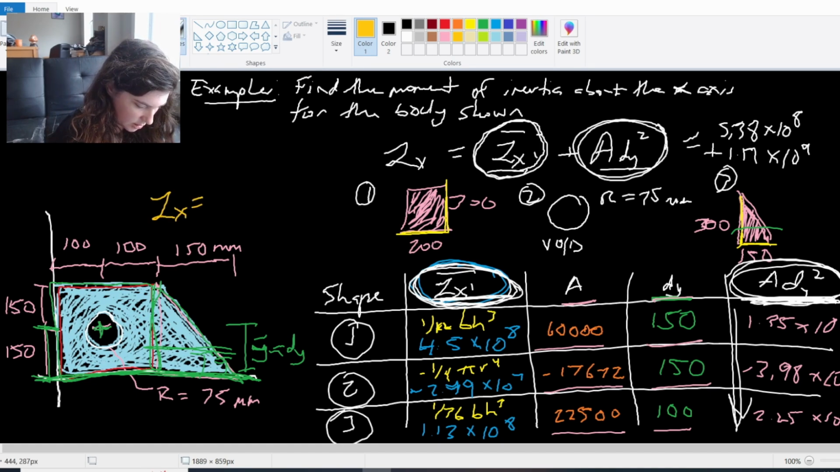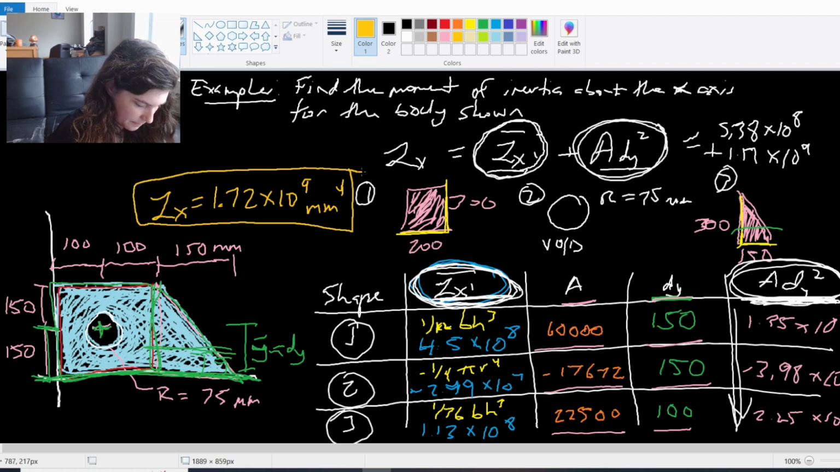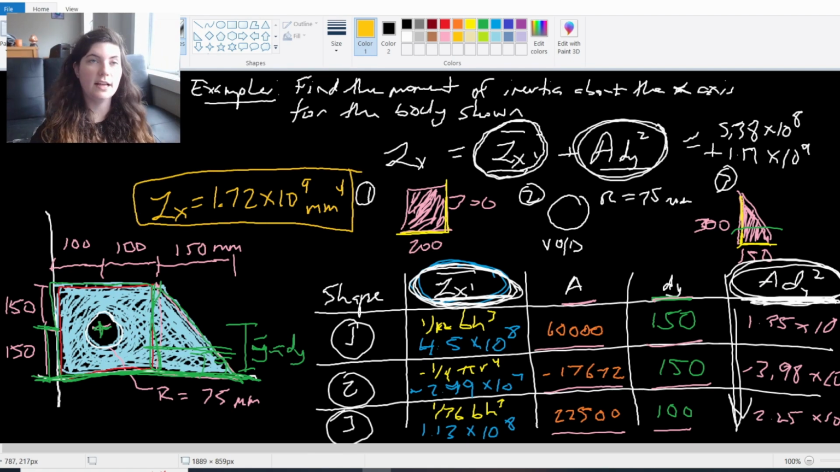Moment of inertia is going to be 1.72 times 10 to the 9th. Again, always units, millimeters to the 4th, and that's our final answer. That's our moment of inertia about the x-axis for this body shown.